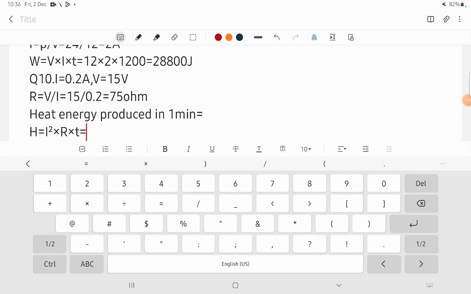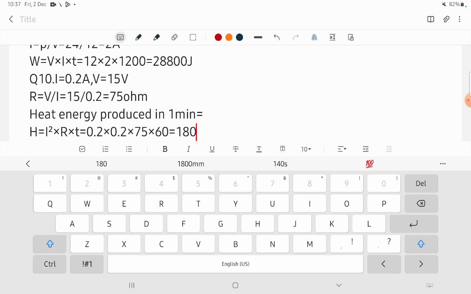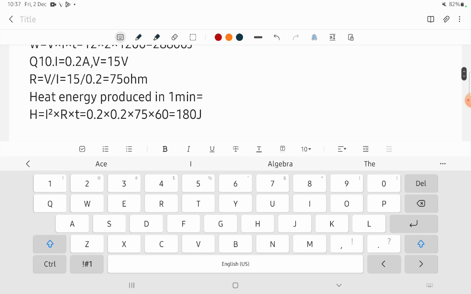Okay, so it is H equal to I square RT. So I equals 0.2 into 0.2, R is equal to 75, into T is equal to 60. That is equal to 0.2 into 0.2 into 75 into 60. So it's 180 joule. Okay. Next, question number 11.